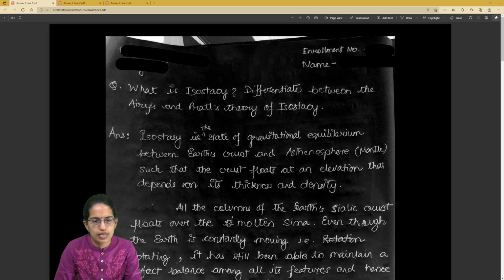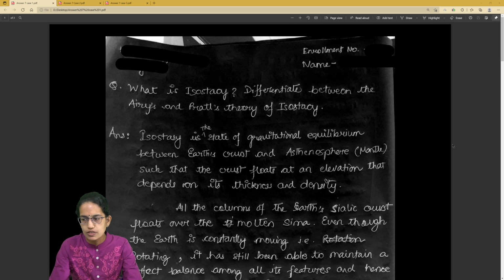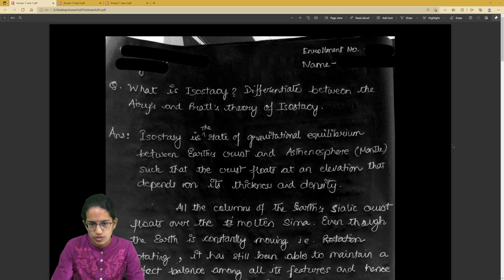The question here has two parts. The first is what is isostasy. The second is the difference between two theories given for the same concept. I'll keep the lecture very simple, so even a student from any subject background can understand it.